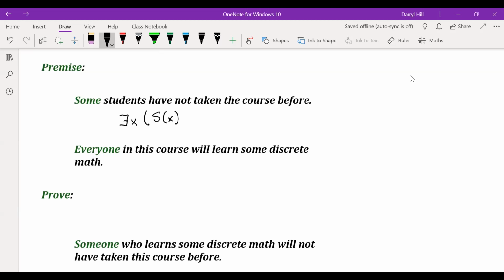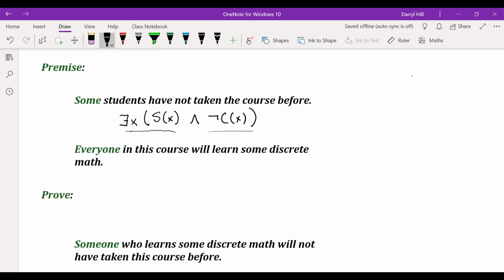And then what is it? Do you guys remember? Is it implication or conjunction here? We want not have taken the course, we want this C of X, but we need some way to connect them. Conjunction, yeah, correct. If I use the implication, that would be too weak, because I'm saying there exists something, and if it is a student, then they have not taken the course before. My thing that there exists X might not be a student in that case. But here I'm explicitly saying that there exists an X that is a student and has not taken the course before.